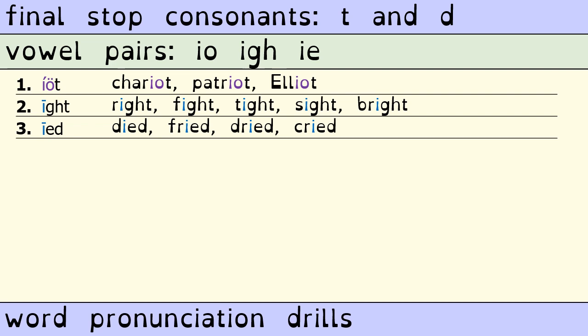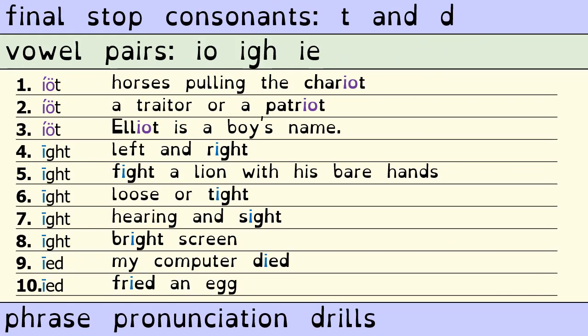3. Eyed, died, fried, dried, cried. Here we go with the phrases. 1. Iat, horses pulling the chariot. 2. Iat, a traitor or a patriot. 3. Iat, Elliot is a boy's name.